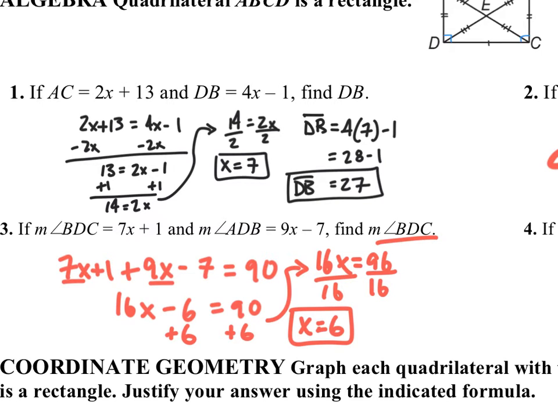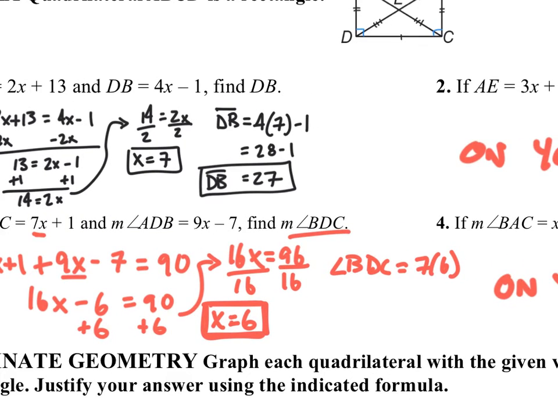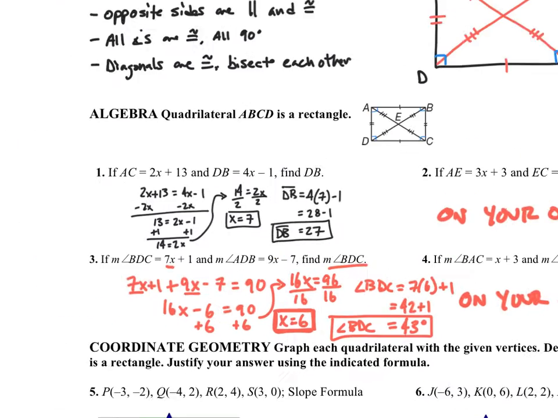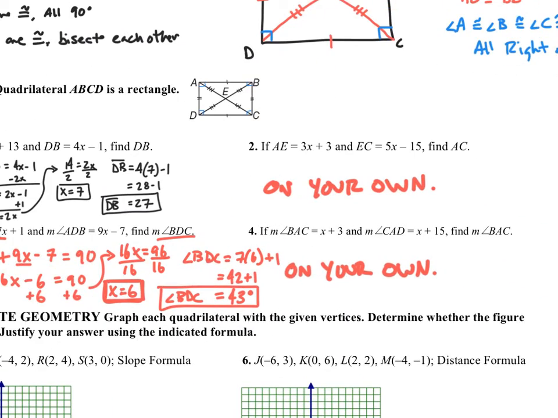Once x is equal to 6, it asks me to find angle BDC. I'm just going to plug that in. So I know that angle BDC is equal to 7 times x, but x is equal to 6. So I'm going to plug in 6 and then add 1. That's going to give me 42 plus 1, so that's 43 degrees. So angle BDC is 43 degrees. Go ahead and do number 2 and number 4 on your own. Both of those problems are similar to the ones we just did. So apply those ideas, and let's move on.